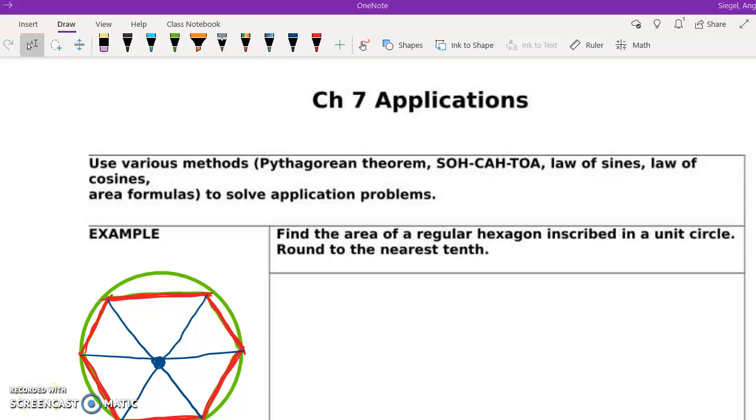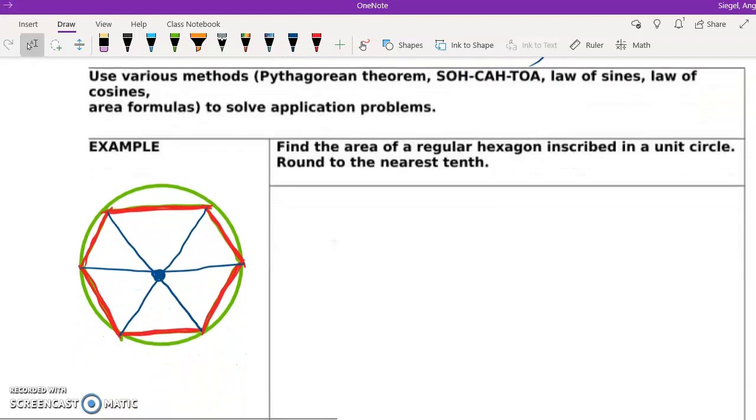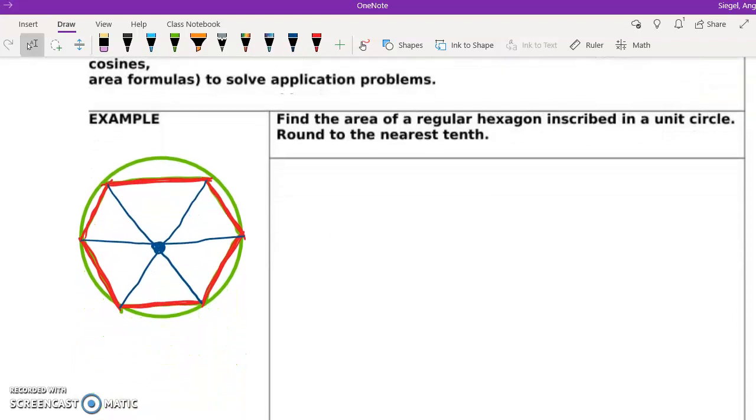Hey guys, in this week's lesson, we are just combining what we learned last week with lessons 1 through 3 and just applying them to different applications. So we're really not going to learn anything new. We're just going to learn what to do with the things that we learned last week. So I want to start off with this problem.